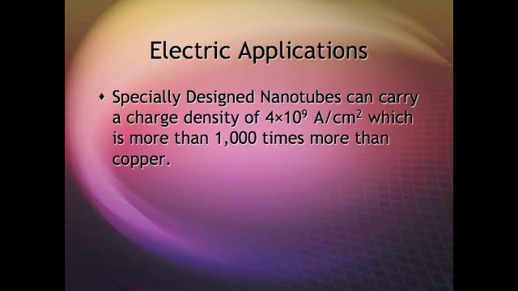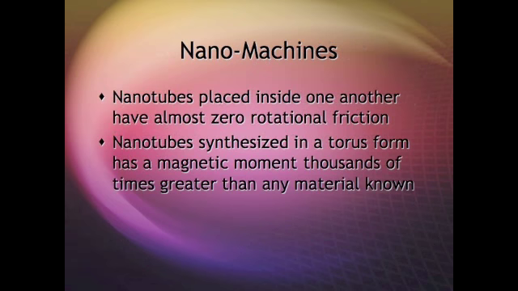Carbon nanotubes have potential in electric applications as well. Specially designed nanotubes can carry a charge density of up to 4 times 10 to the 9th amps per centimeter squared. This is about 1,000 times more than copper, which is considered one of our good conductors.